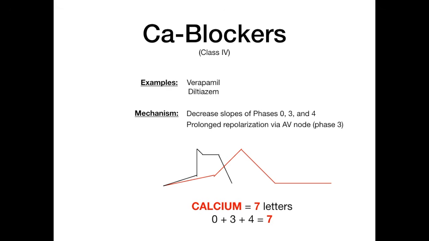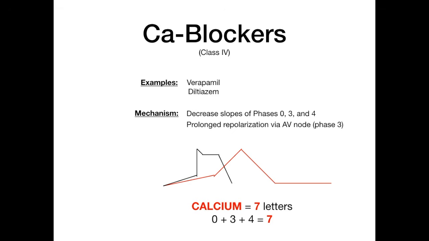And phase 0 plus phase 3 plus phase 4 is a total of 7, and calcium has 7 letters in it. The other thing that you can memorize to remember that calcium are your class 4 agents is that of phases 0, 3, and 4, the highest number in that group is 4, so calcium is class 4. But the really important high yield takeaway here is how calcium channel blockers change the cardiac action potential. So be able to draw out the change from the black lines to the red lines. And if you understand the physiology of the cardiac action potential, then you can understand that phases 0, 3, and 4 are really technically changing here, and that corresponds to what we see if we introduce a calcium channel blocker.